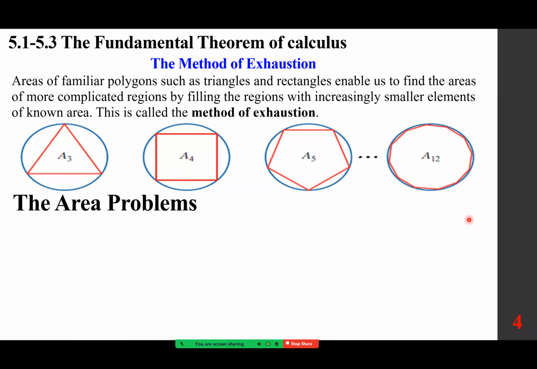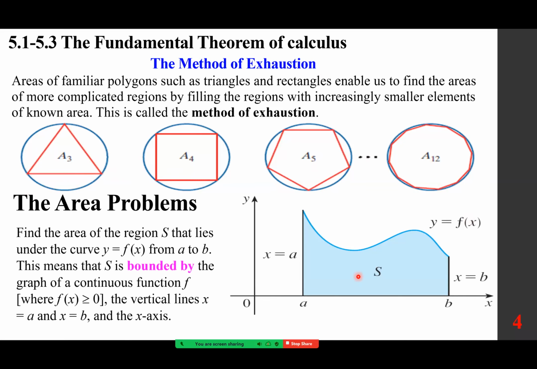Now, if you want to find the area of a surface, we don't have a geometric shape. We don't have a geometric formula. So we want to find the area of the region S that lies under the curve y equals f of x from a to b. This means that S is bounded by the graph of a continuous function f, which is positive, and the vertical line x equals a, and the vertical line x equals b.